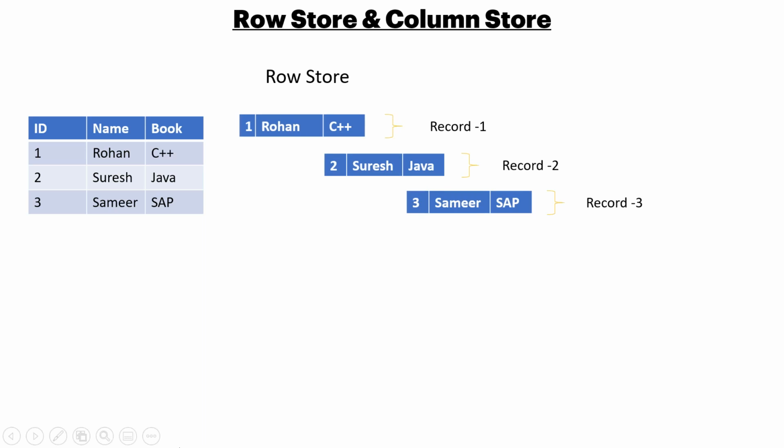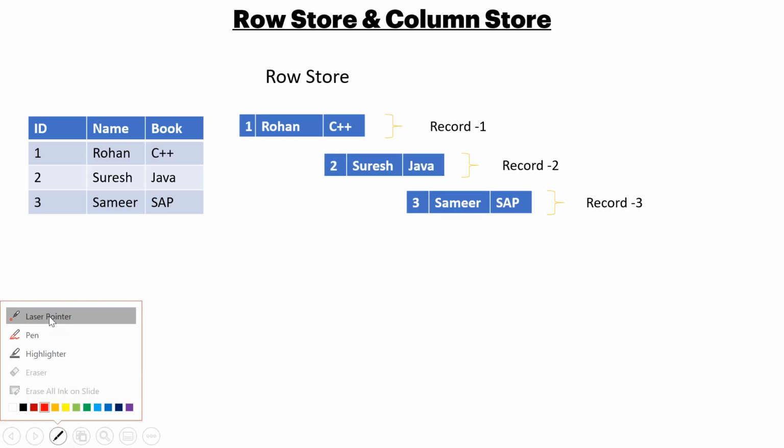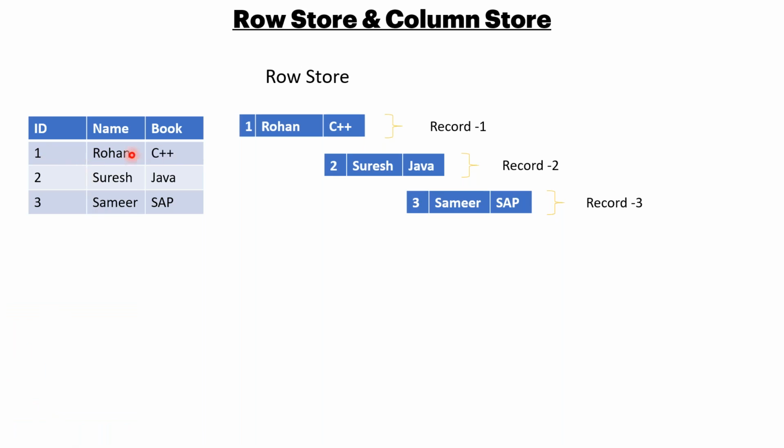So every row, let me take a pointer here. This is a row and this is a column. In row store, every row becomes one record. As you have seen, record 1 is for Rohan, his roll number, his book. Record 2 is for Suresh, his roll number and his book. Similarly, record 3 is for Samir.